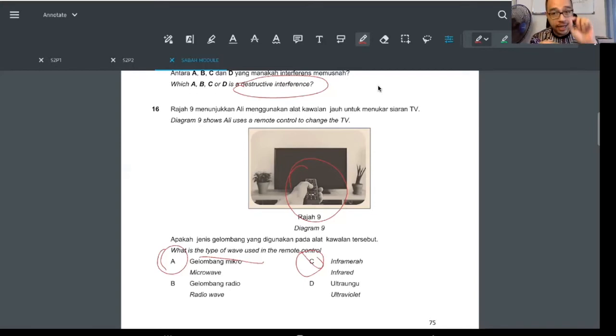But this question has come up before, a trial question on SPM. They want you to modify the remote control for some reason so that it can receive waves from a further distance. Okay, then this is where you use microwave. Infrared is too near.